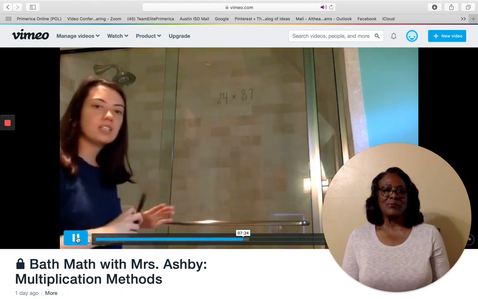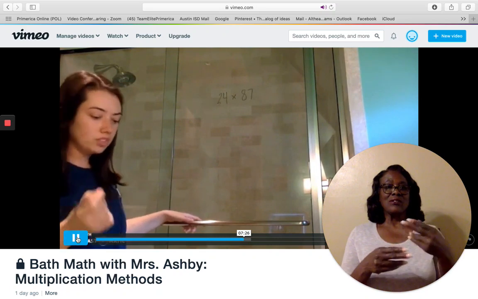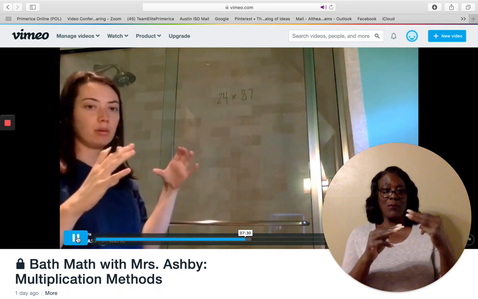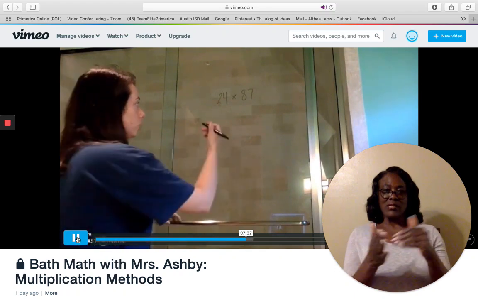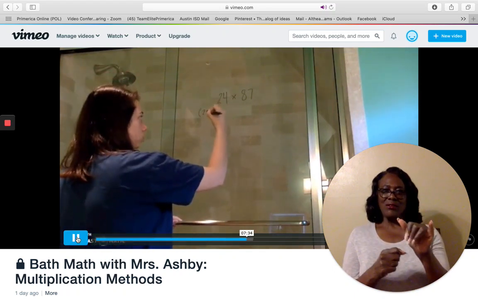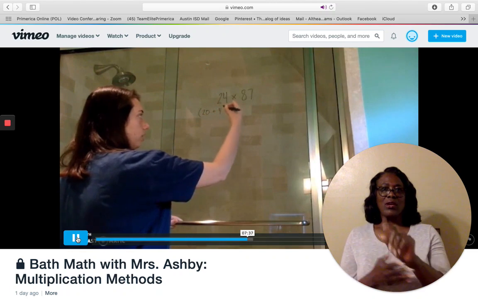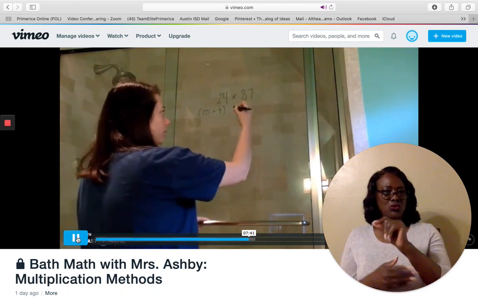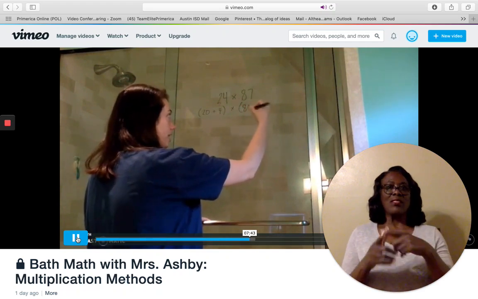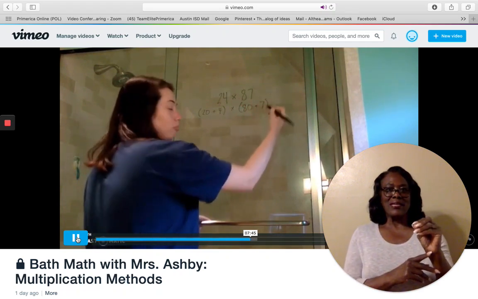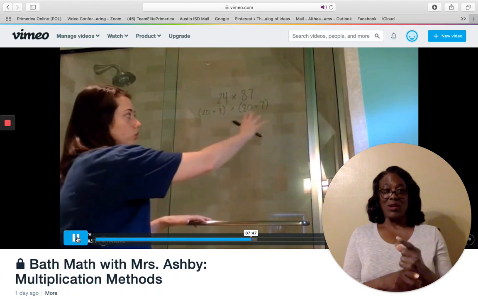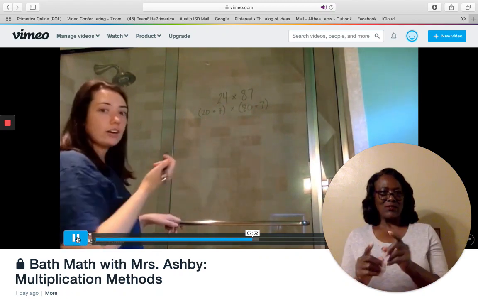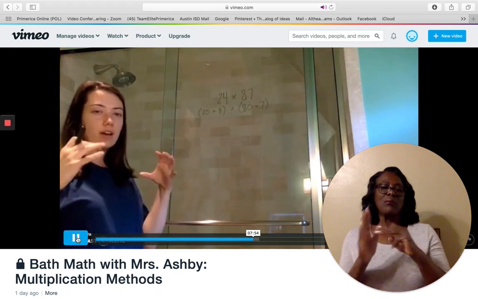All right, so this next method is called the area model. For the area model, before we start, we've got our equations here, but we need to break apart both of those numbers. So we're going to write this as 20 plus 4, right? We know that we can write 24 as 20 plus 4, and we're multiplying that times 80 plus 7, right? So these are our two kind of equations that can give us those numbers, right? So for our area model, remember, this is when we're going to draw that box.